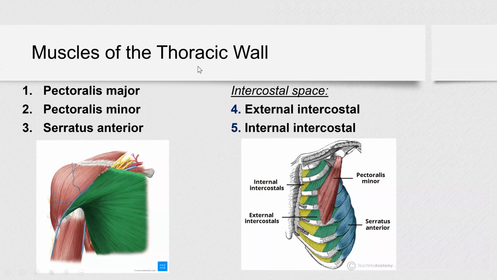Muscles of the thoracic wall. So this is anterior view. We have pectoralis major muscle, most superficial. And then underneath, we have pectoralis minor. So here's the pectoralis minor. We have serratus anterior muscle shown here in blue. And then we have muscles between your ribs that are called intercostal. So we have internal intercostal, deeper muscles, and external intercostal, shown here in green, that are more superficial.